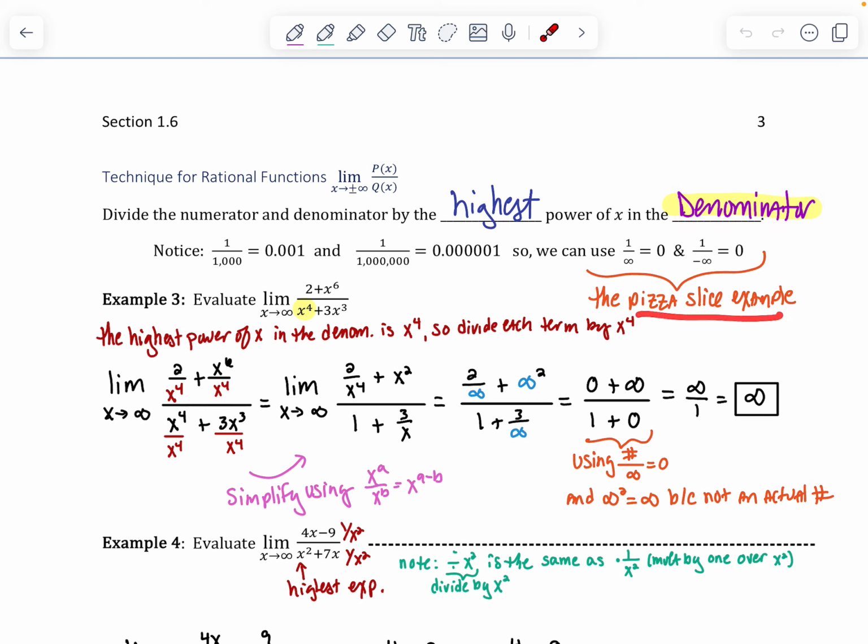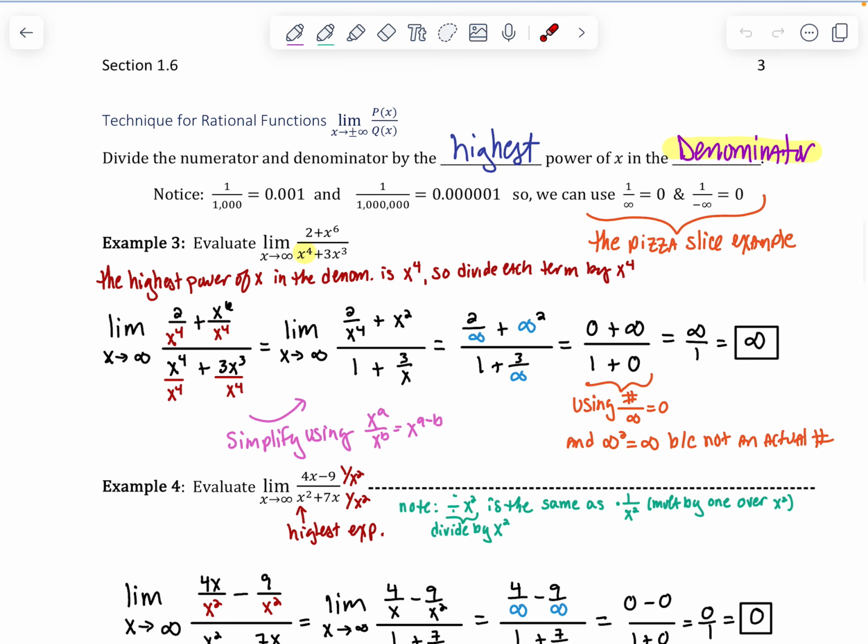Going back to the pizza pie example, basically the bigger the number you're dividing 1 by, or really any number, this could be 17, and that's not going to change it. We're going to end up with something so small that we're going to answer 0 for anything divided by infinity or negative infinity. So let's look at this first example.